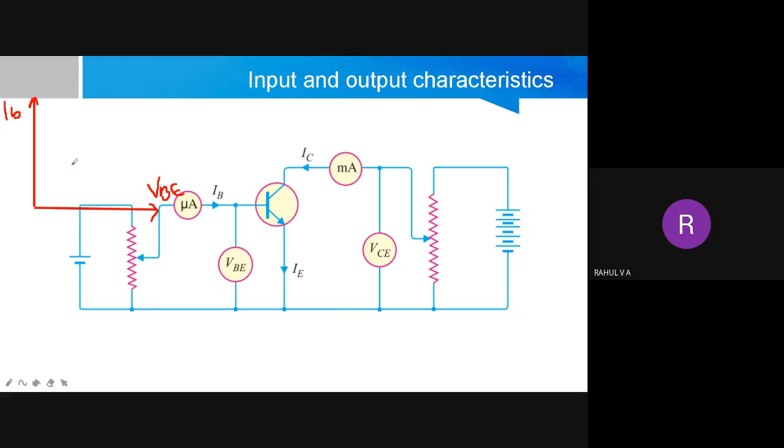And coming to the plot, what is there between base and emitter terminal?